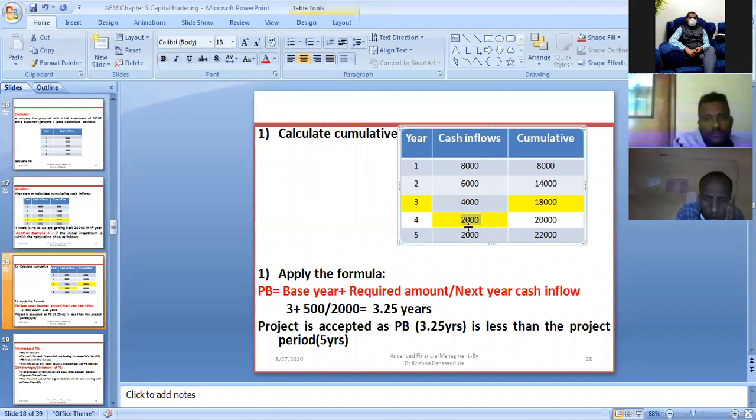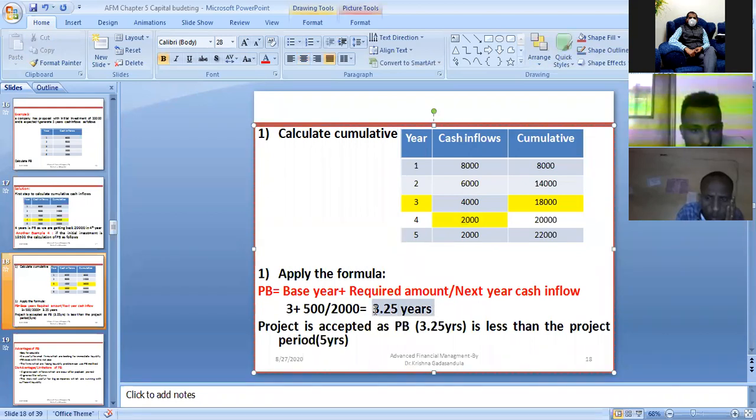the next year. So that's why next year cash inflow 2,000, it's taking 3 years and 2 months, like that, approximately, to get back our original investment. To get back our original investment, it is taking 3 years 2 months, or 3.25 years.